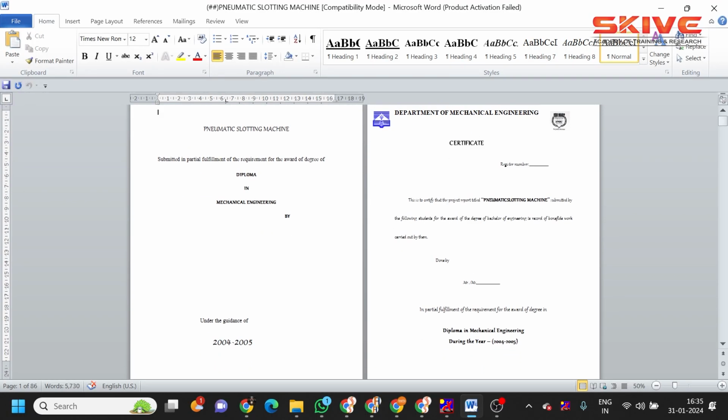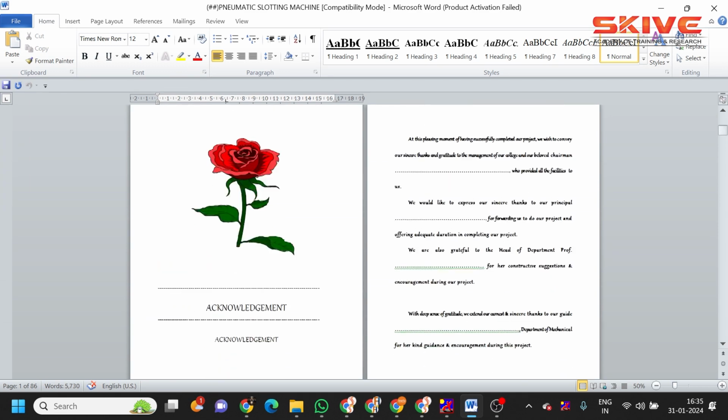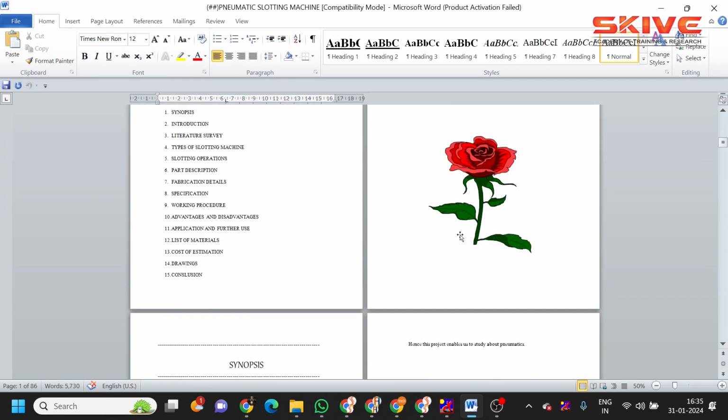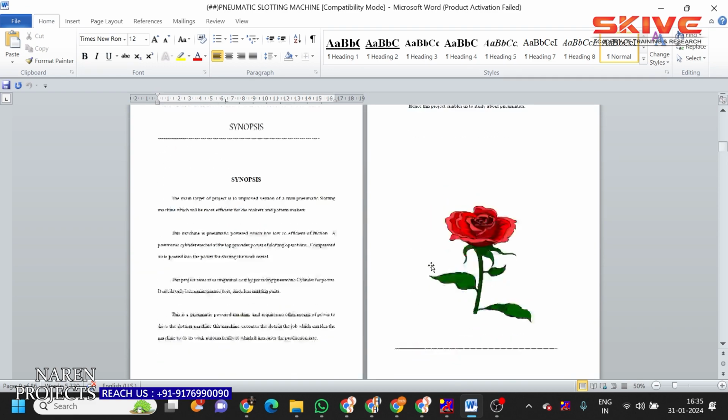So hello guys, today we are going to see the project demonstration of a pneumatic slotting machine. Let us see the concept and abstract first. Actually, the concept of the project is, we know very well what a slotting machine is. Here the slotting machine will be operated using pneumatic cylinders. This is the main advantage of this project.